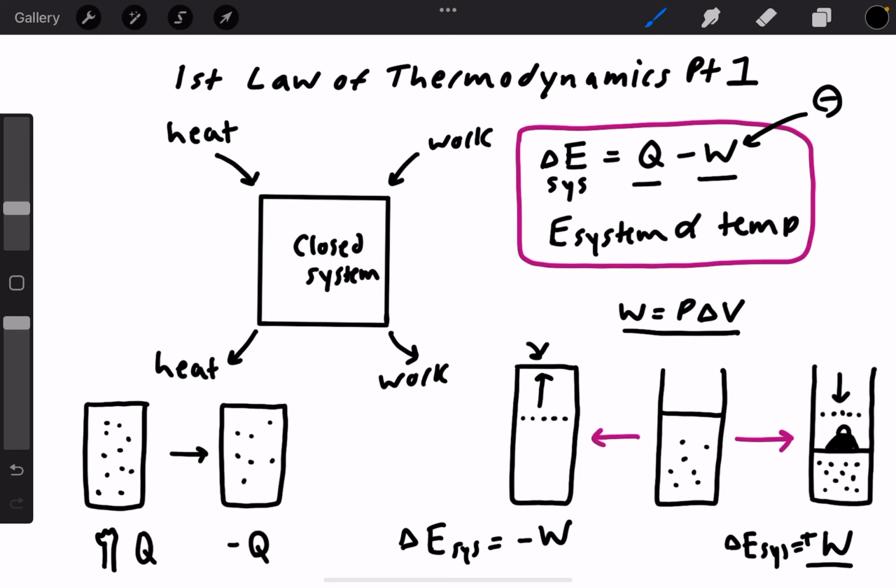So that is the law of thermodynamics in a nutshell. In the next video, we'll be talking about the different types of processes that involve this law.